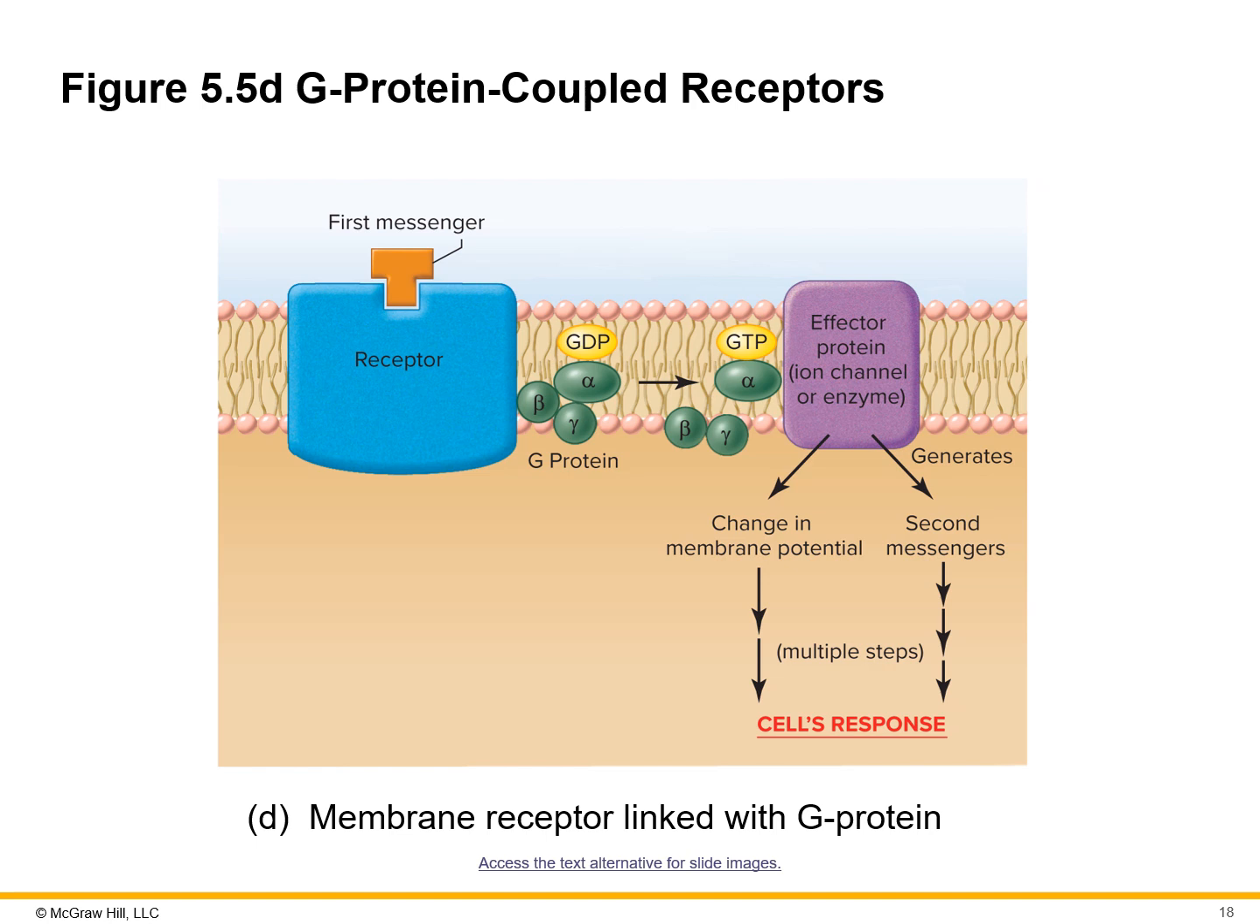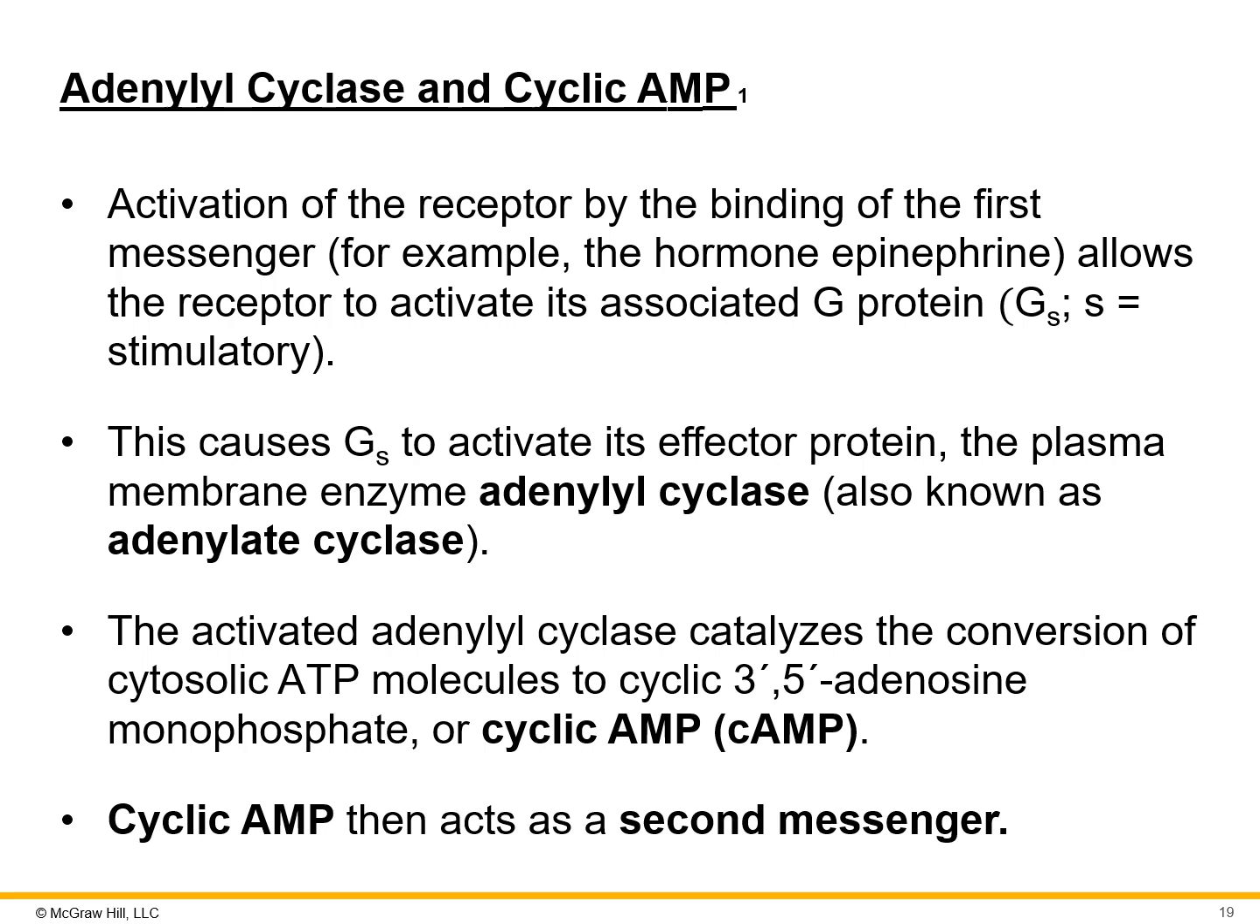Whereas the ion channel needed a particular messenger, the enzyme needed a particular messenger. Here, we have one type of messenger that can affect different types of effector proteins. Adenylate cyclase and cyclic AMP.